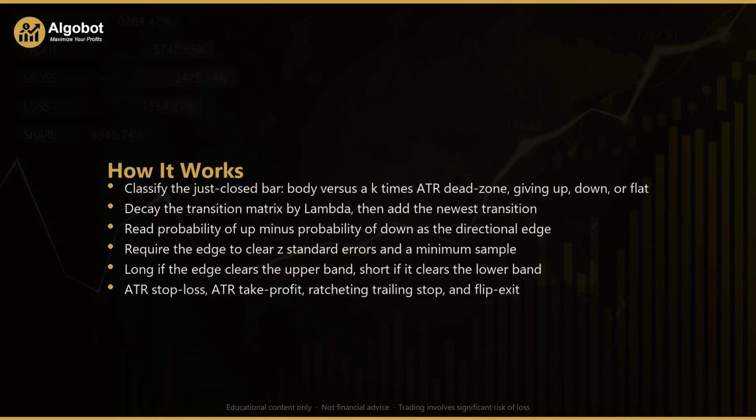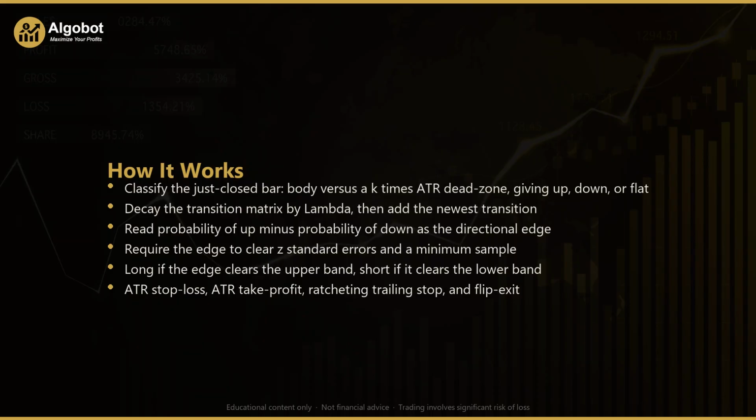The third step is forecasting. From the row of the current state, the strategy reads how often that state was followed by an up bar and how often by a down bar. The difference between those two probabilities is the directional edge. Because this edge is estimated from a limited sample, the strategy also computes its standard error and requires the edge to clear a band of Z standard errors, where Z is the significance parameter. It also requires a minimum number of observed transitions before it will act at all. When there are few observations, a large edge is demanded. Once many consistent transitions pile up, a smaller edge is enough.